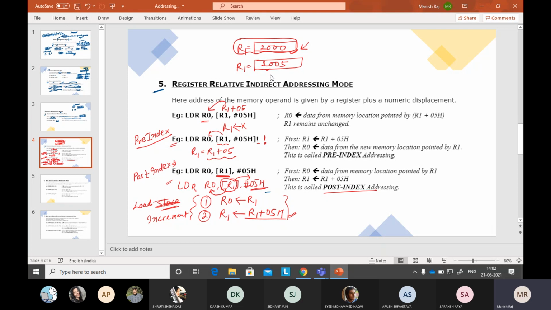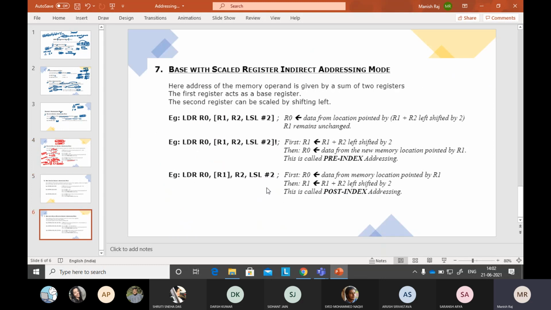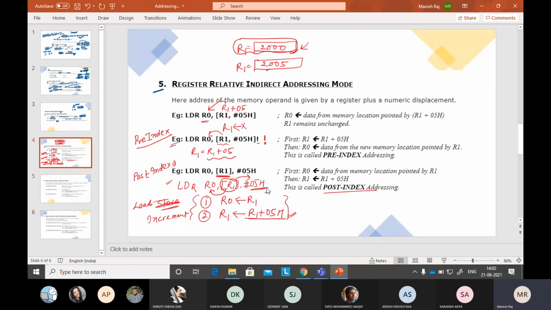So I think this part is clear. This will happen again and again in the further coming addressing modes also. So please reply if you understand this, otherwise I will tell you this part again and again. Is it clear? Sir, please explain the third one again.